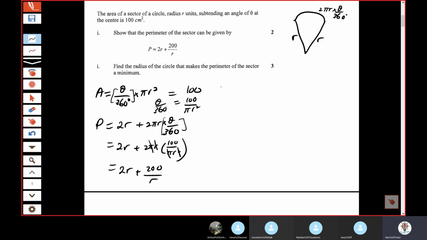Double I. Find the radius. Give you guys another 5 minutes. Get it out. Come on. What's step 1? Equals 0, and then step 2. And what should the nature be? Minimum. Good luck.